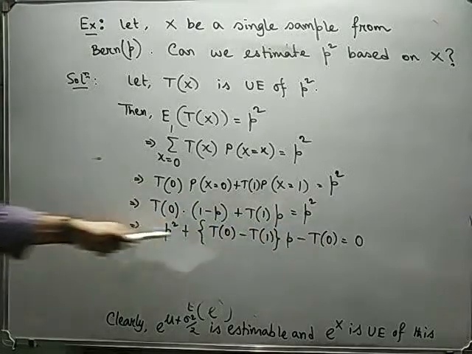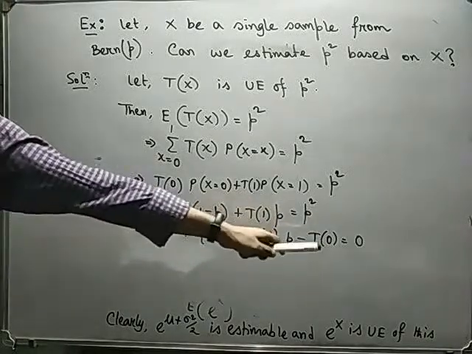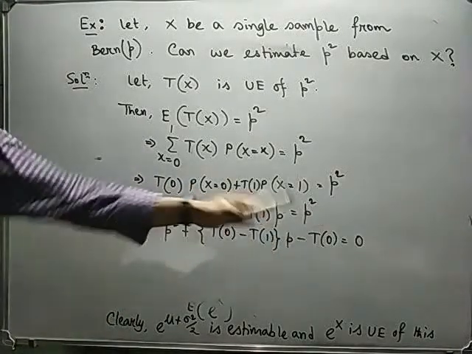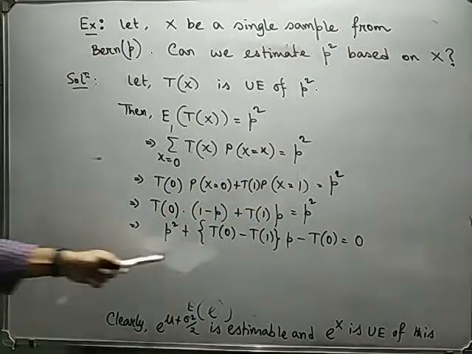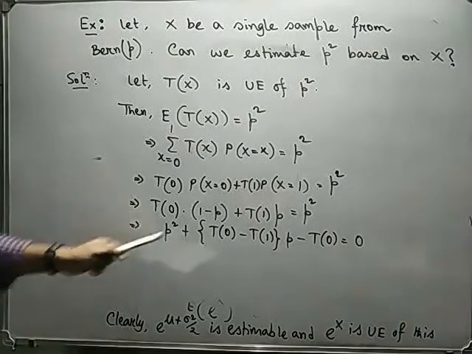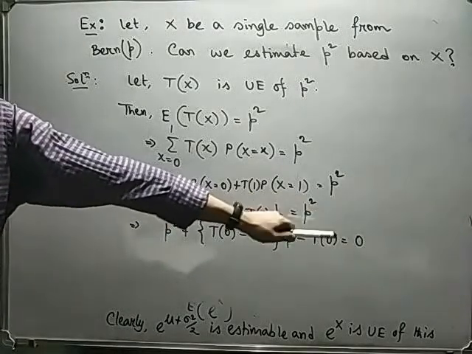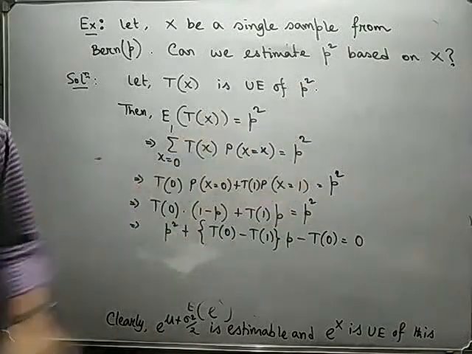Now this is basically a polynomial in p, so that's why we can equate the coefficients on both sides. If we equate the coefficients, the coefficient of p square on one side is basically 1, but on the other side the coefficient of p square is basically 0, as all the quantities are 0.